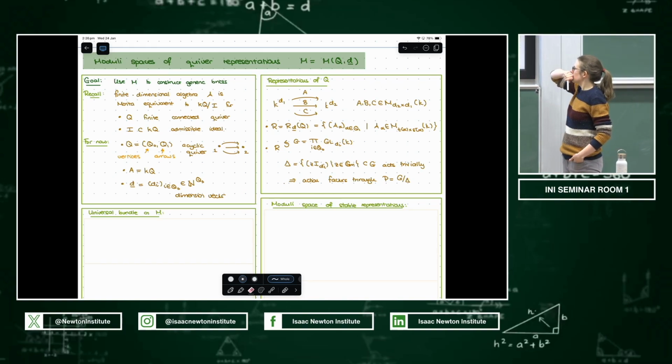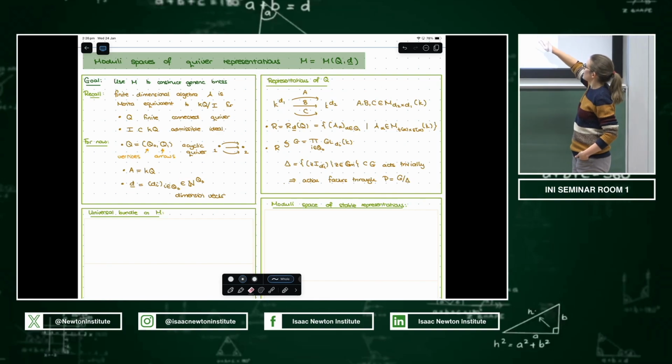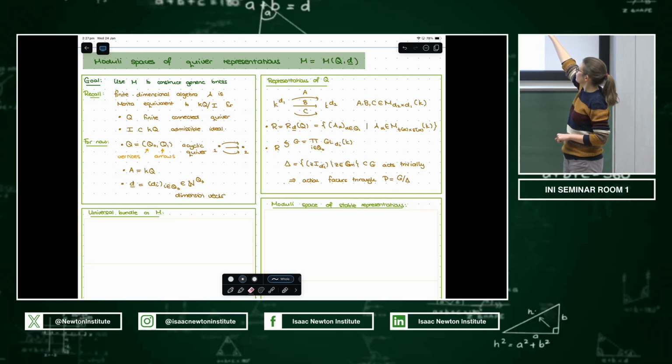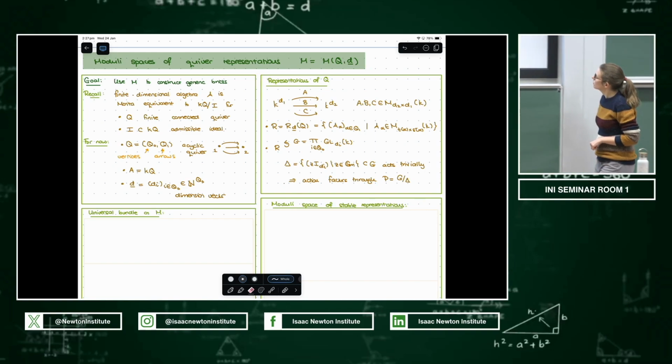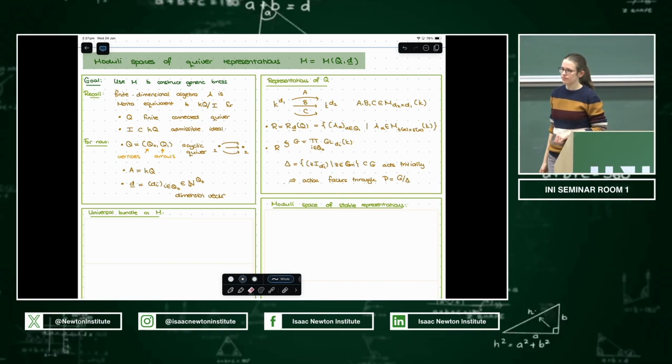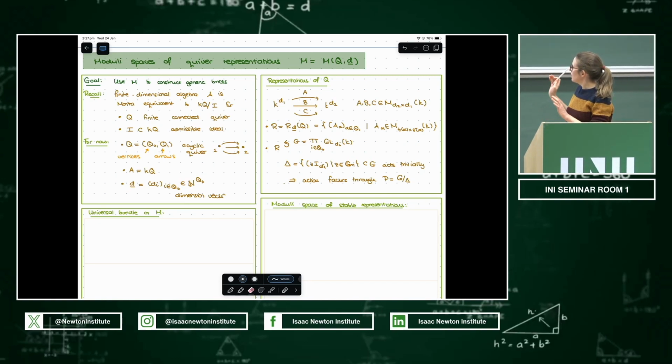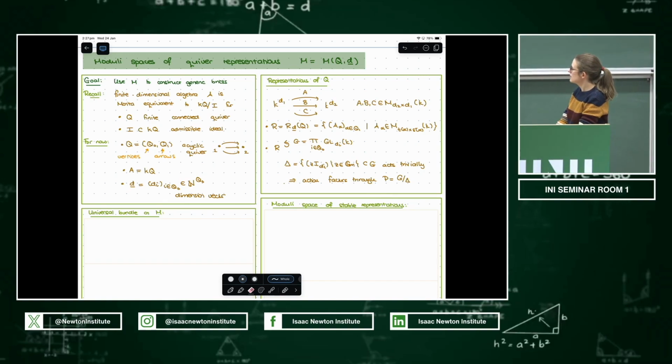And something that's important to notice is that we have a copy of G_m, which I denote by delta for diagonal. So all the diagonal matrices, if I conjugate, it cancels out, and so that acts trivially. So this action of G factors through a quotient, which we'll call P. So that's just notation to establish.